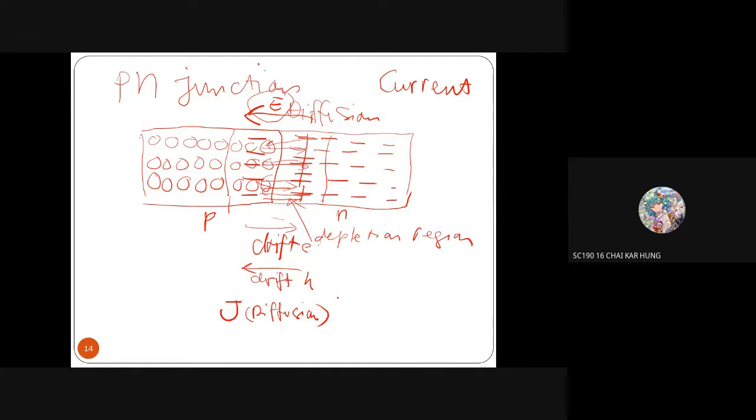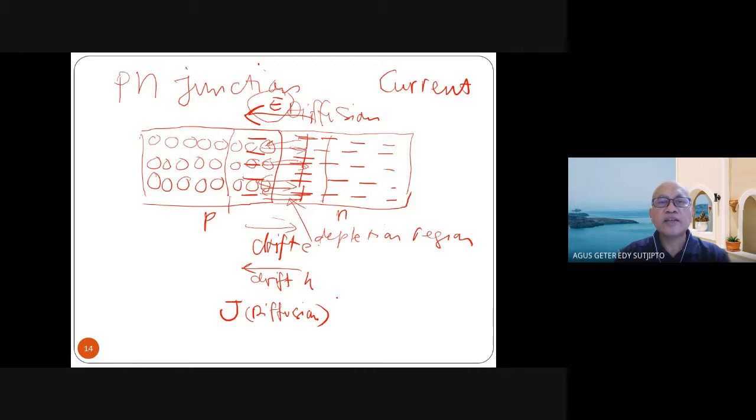To the right. Yeah, correct. Because this is considered the moving of holes, the diffusion of holes. So this is an electric current of diffusion. Then we have what? Drift.